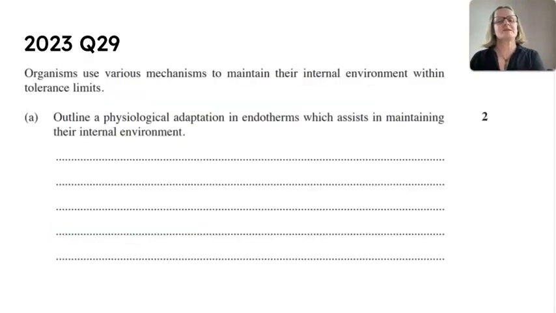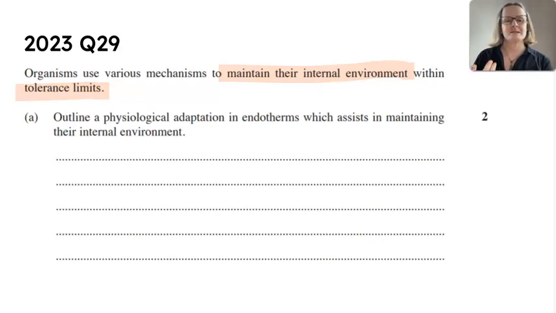Now this question's from 2023, it's question 29, and it's in module 8. So let's have a look at it. It says that organisms use various mechanisms to maintain their internal environments. That's homeostasis within tolerance limits. So we allow a little bit of wiggle room, but essentially we don't want things to go away from balance.